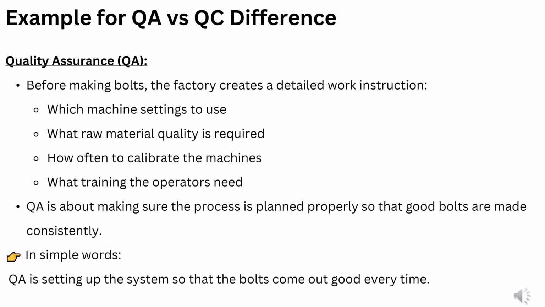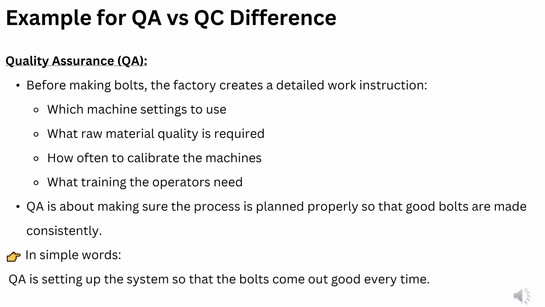For a better understanding of the difference between quality assurance and quality control, I have provided you an example. Let us consider a factory which is engaged in the manufacturing of bolts or fasteners. Here, the quality assurance part takes care of setting processes for the manufacturing of these fasteners. The factory creates a detailed work instruction which includes which machine settings to use, what type of raw materials are required for manufacturing these bolts, how often we need to calibrate the machines, and what training the operator needs for the manufacturing of these bolts. The quality assurance takes care of these parts.